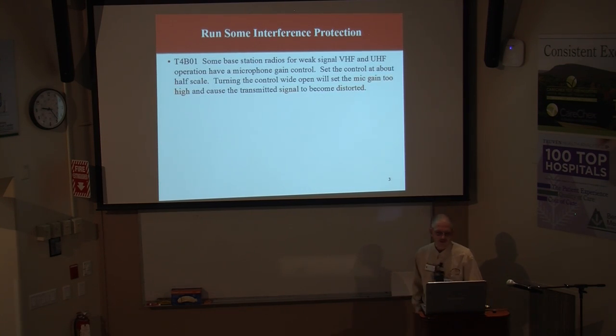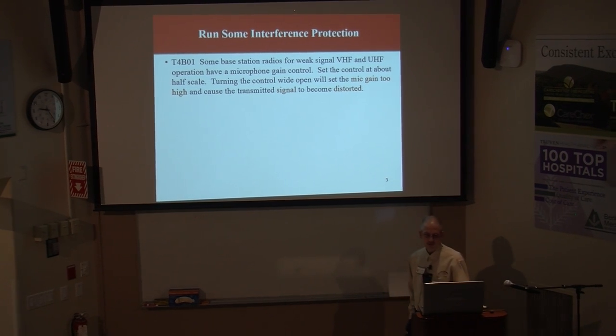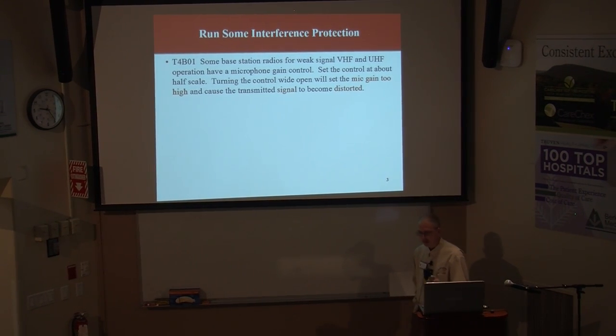Some base station radios for weak signal VHF and UHF operation have a microphone gain control. Set the gain control to about half scale. Turning the control up wide open will set the mic gain too high and cause the transmitted signal to become distorted. Most HTs have mic gains on them.